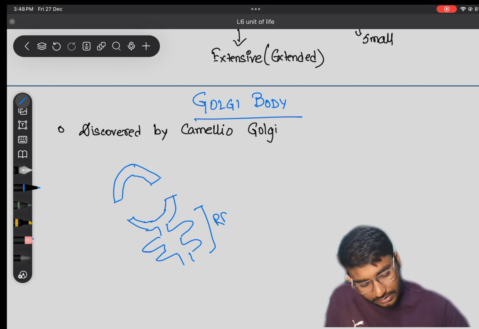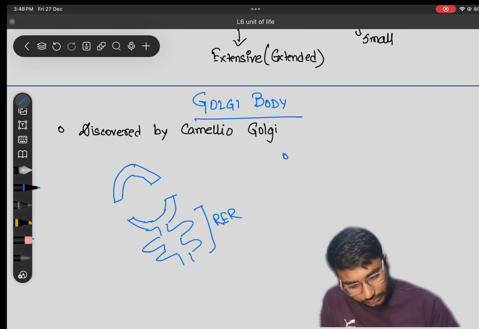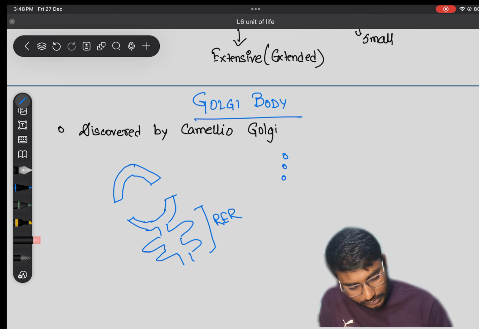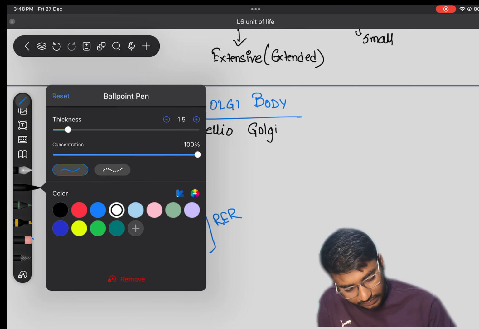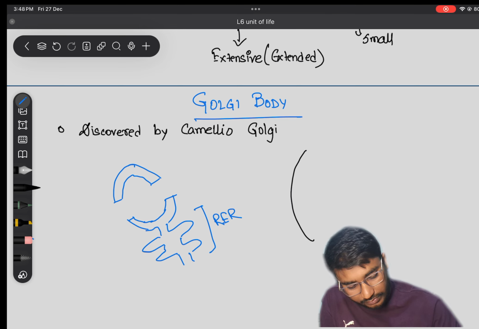Okay, now this one is RER, that is the rough endoplasmic reticulum. This needs to be in black ink. Okay, now I'm drawing another thing. What is this?